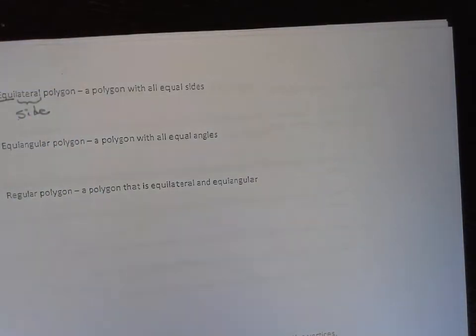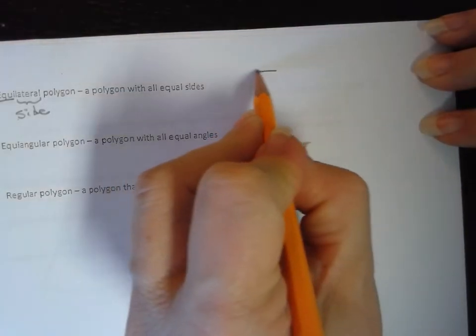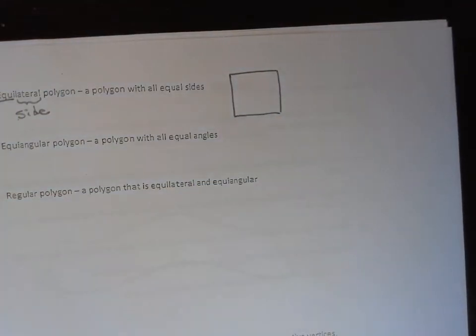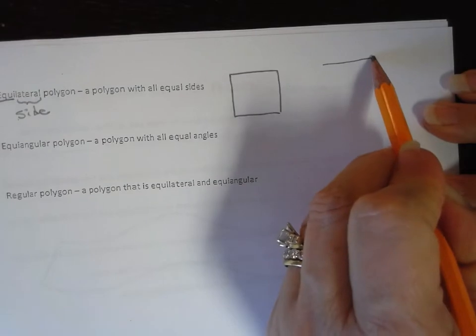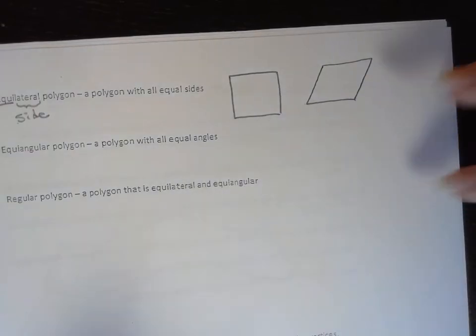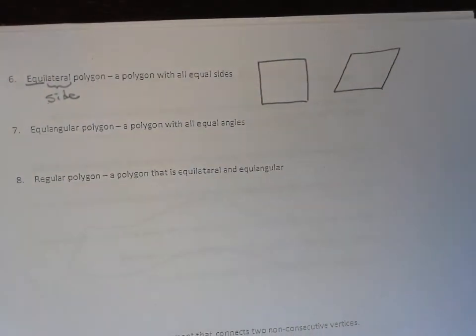So equilateral is going to be equal sides. Now, what do we know that has equal sides? Well, we know that a square has equal sides, right? That's the most common one. We're all familiar with that. But there is one other shape that also has equal sides, and that is actually a rhombus. A rhombus has 4 equal sides. Okay?